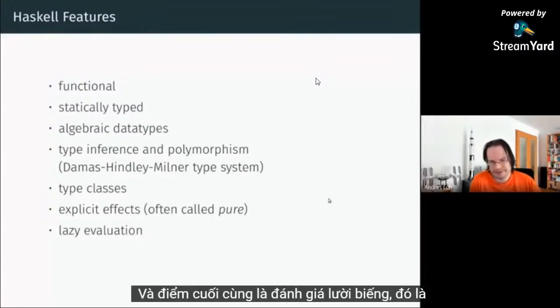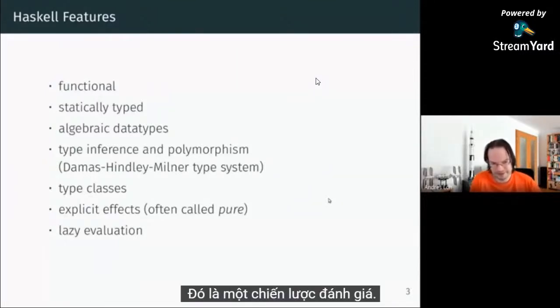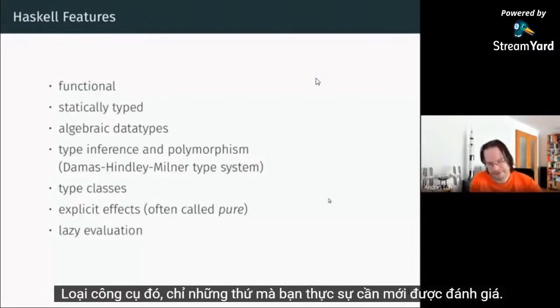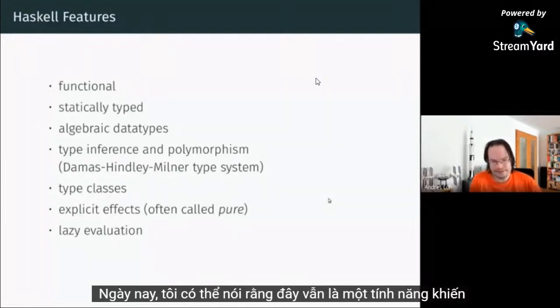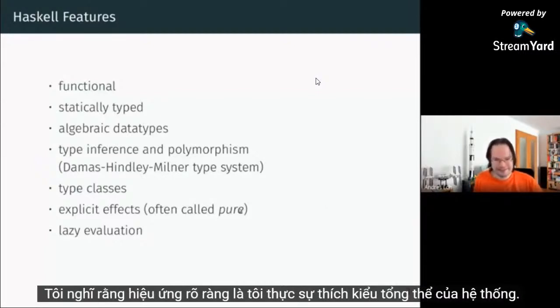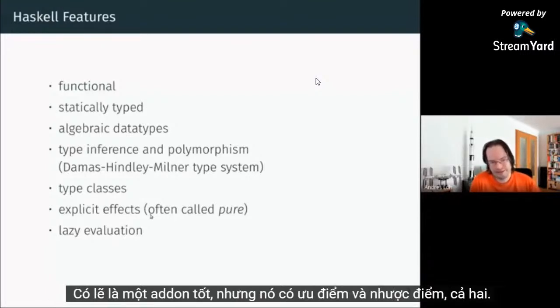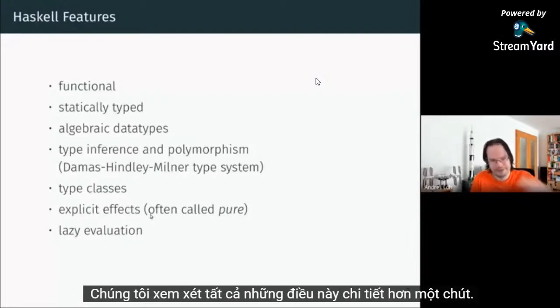And then the final point is lazy evaluation, which is the thing that originally sparked development of Haskell. That is an evaluation strategy that says that only things that you actually need are going to be evaluated. These days, I would say this is still a feature that makes Haskell rather unique, but it is perhaps not the most decisive one. I think explicit effects and the overall power of the type system are the things that make Haskell worth using, and lazy evaluation is a nice add-on perhaps, but it does have advantages and disadvantages both. We'll look at all these things in a bit more detail.